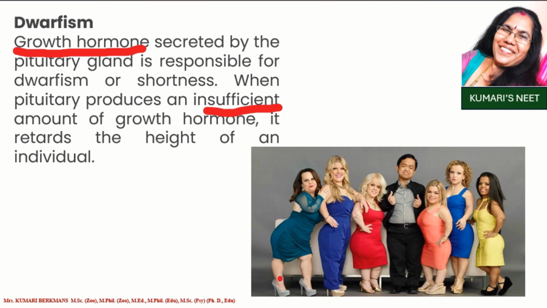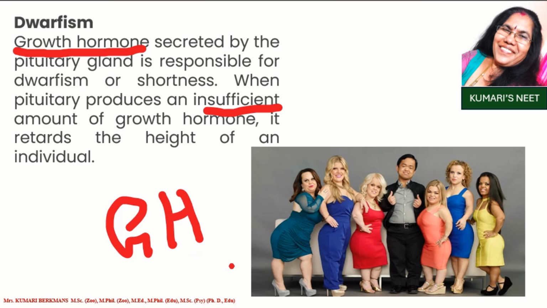You can see in this picture, this is not the normal height of a human being. So these people are dwarfs, called dwarfs. They are very short. They are not of normal height. So these people are called dwarfs. Why? Because the growth hormone secreted by the pituitary gland is not sufficient. So they are undergrown, actually. So this is called dwarfism.